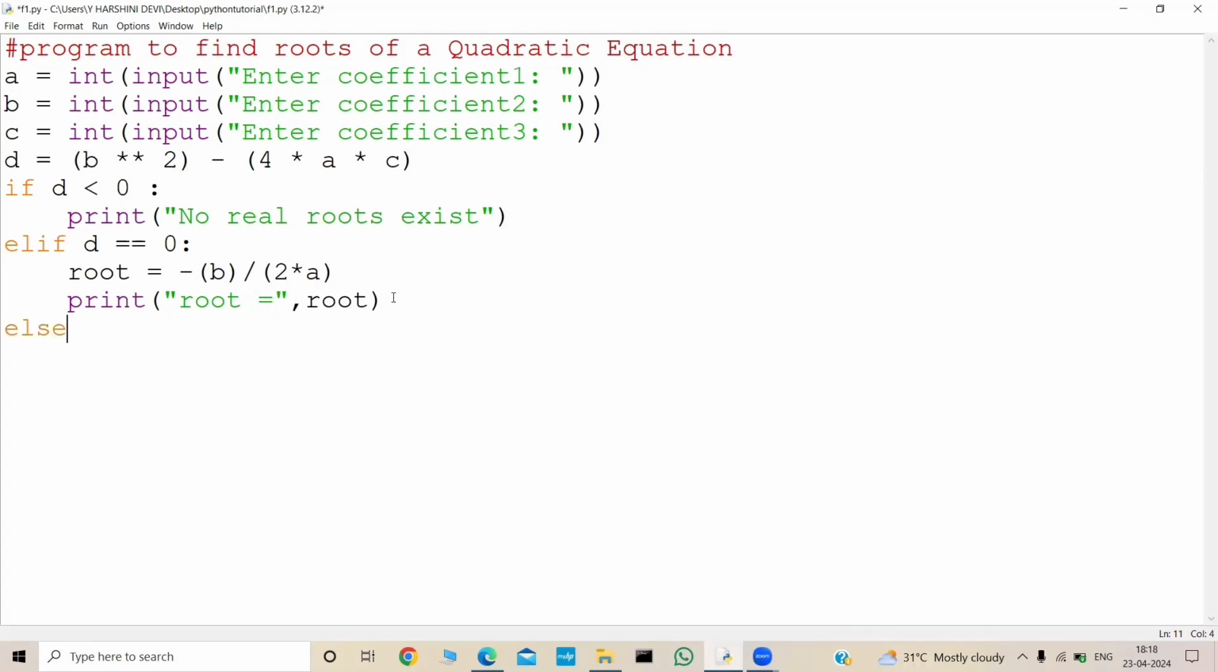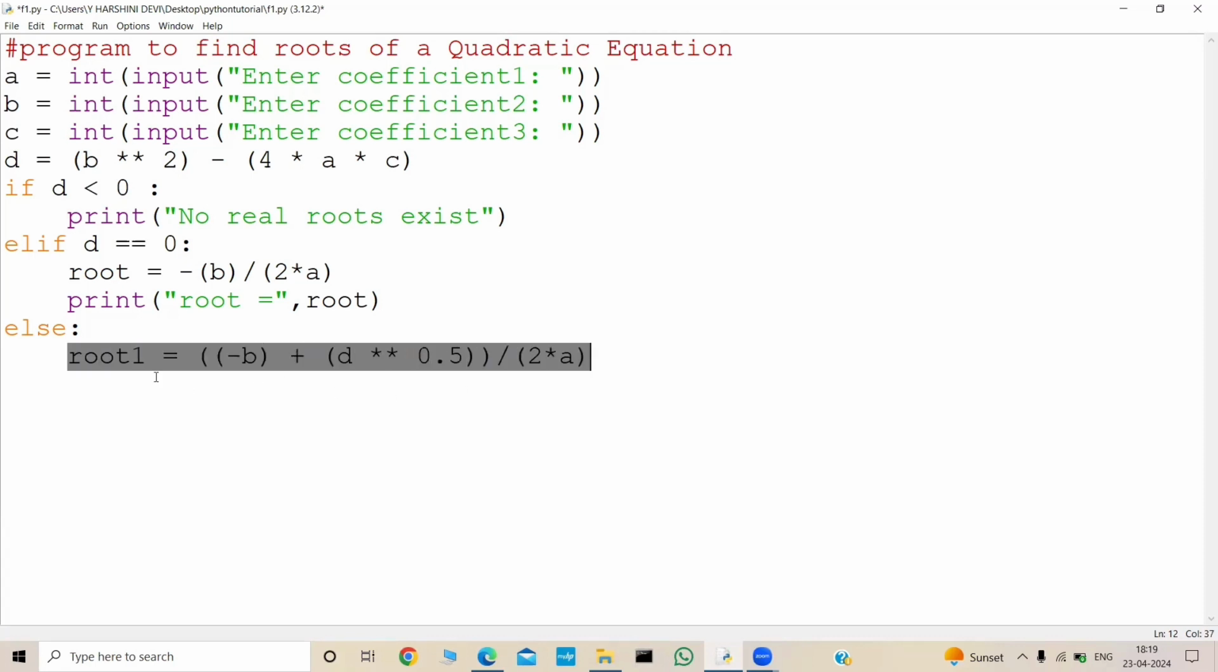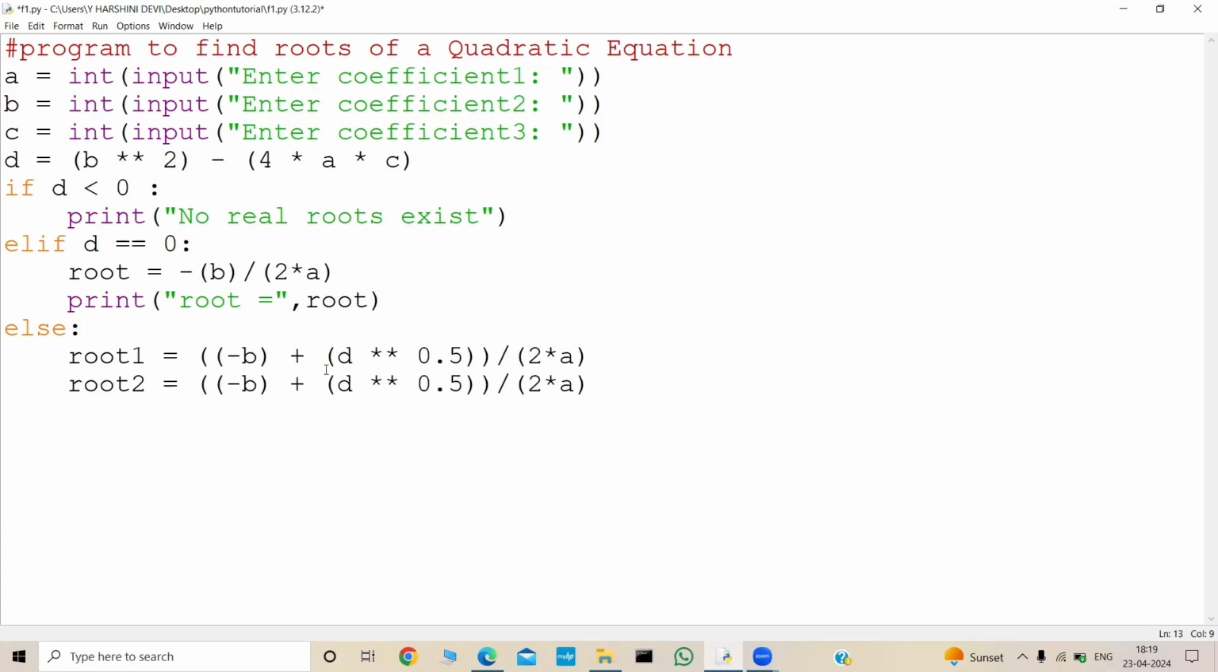Now, if all these conditions have failed, then obviously d is greater than 0, right? So instead of keeping a condition, I will use an else statement, and then my root 1 will be minus b plus square root of d, right? So how can we find the square root in Python? We will use the exponentiation symbol and we'll keep 0.5, right? And we will keep the whole thing divided by 2a. Simple. And similarly, root 2. Root 2 equal to minus b minus square root of d by 2a, right?